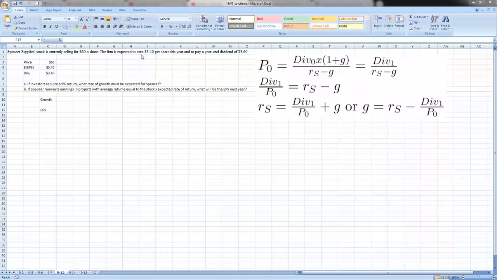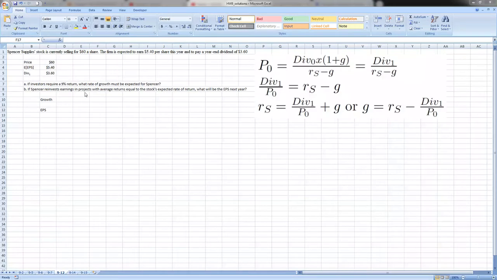Spencer stock is currently selling for $60 a share. The firm is expected to earn $5.40 per share, and this year there's an expected dividend of $3.60 per share. So we want to know, if investors require a 9% return, what rate of growth must be expected from Spencer?